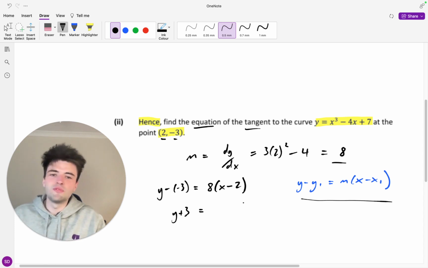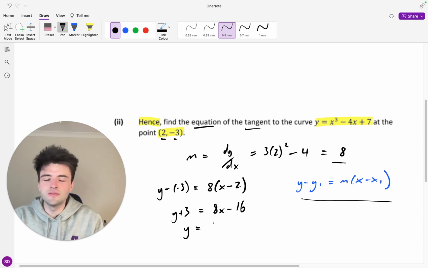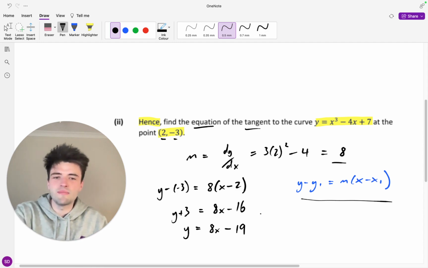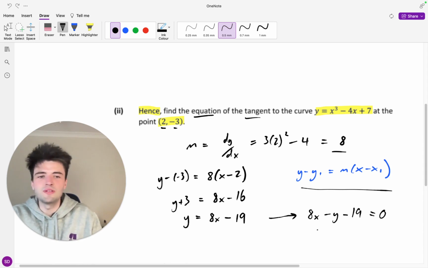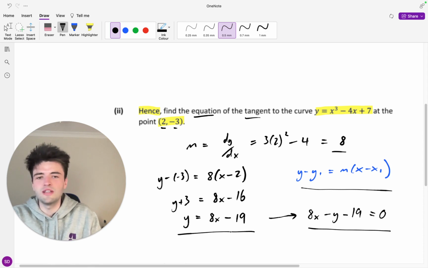We can now simplify our left hand side to y plus 3, since y minus (-3) is y plus 3, and then our right hand side is going to become 8x minus 16, because we just simplify our brackets. Finally, to get the equation, we have to subtract 3 all the way across, and that gives us y is equal to 8x minus 19. So that's in the form y is equal to mx plus c, or alternatively in our other form, ax plus by plus c is equal to 0, we have 8x minus y minus 19 is equal to 0. So these are two forms for the equation of the line, and therefore we can say we've answered this question now.